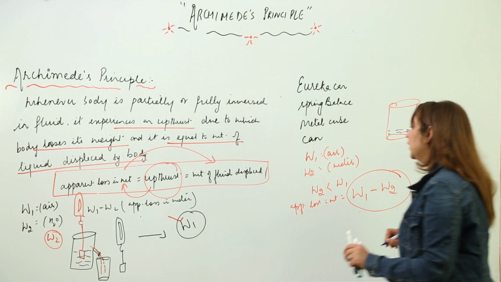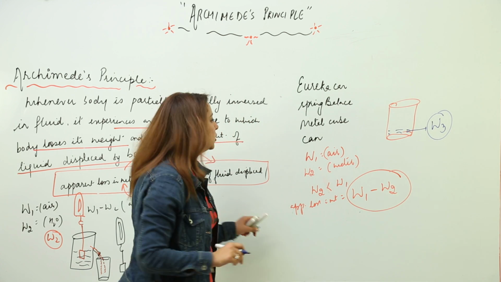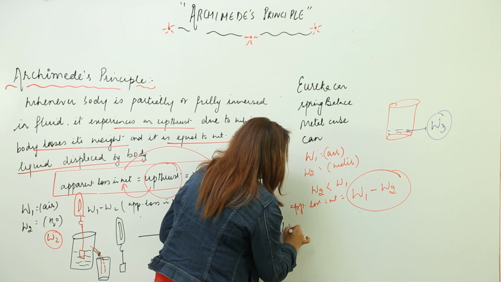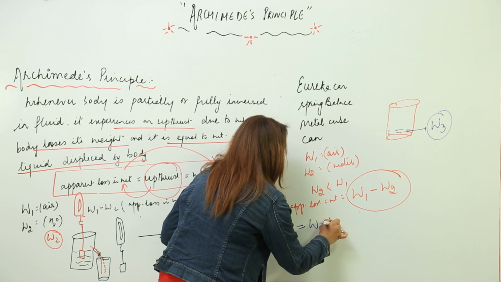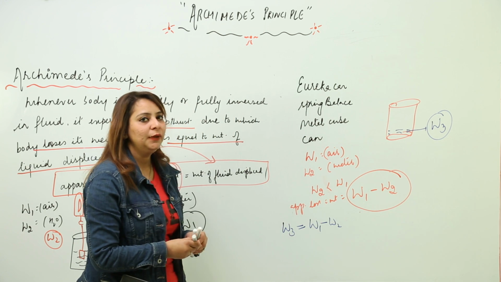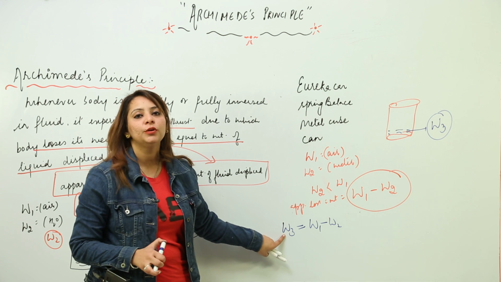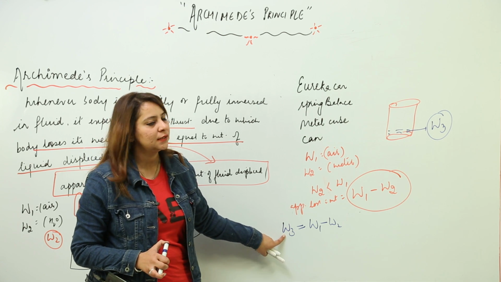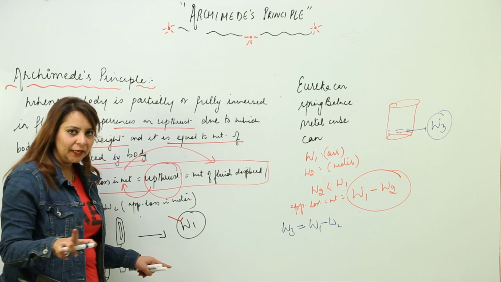It is concluded, and it is actually seen, that W3 is always equal to the apparent loss in weight. That means the loss in weight is always equal to the weight of the fluid that it displaces. So this proves the Archimedes principle. I think you got it.